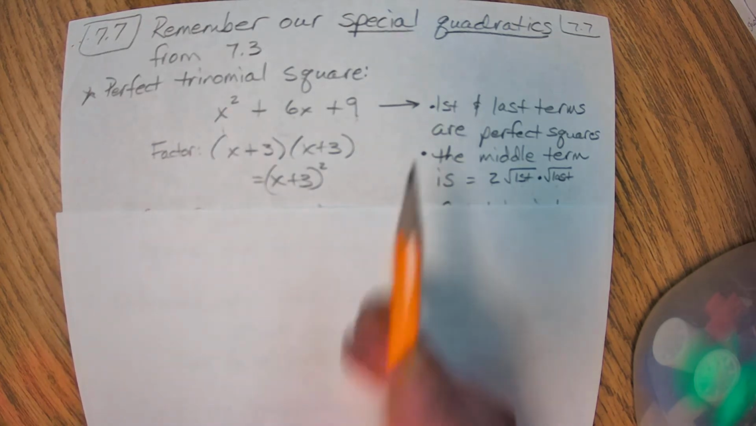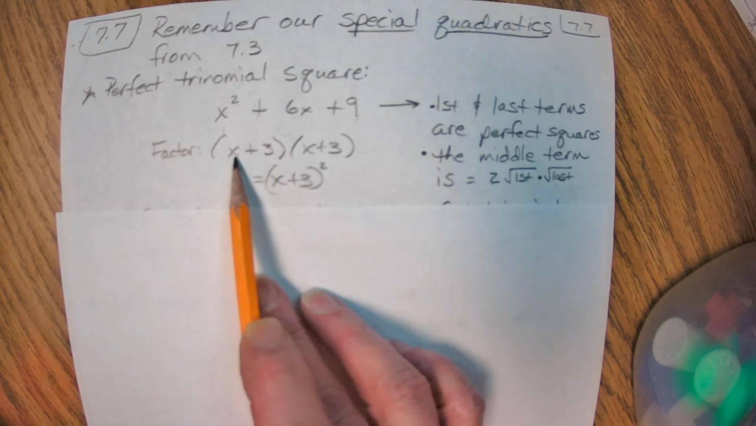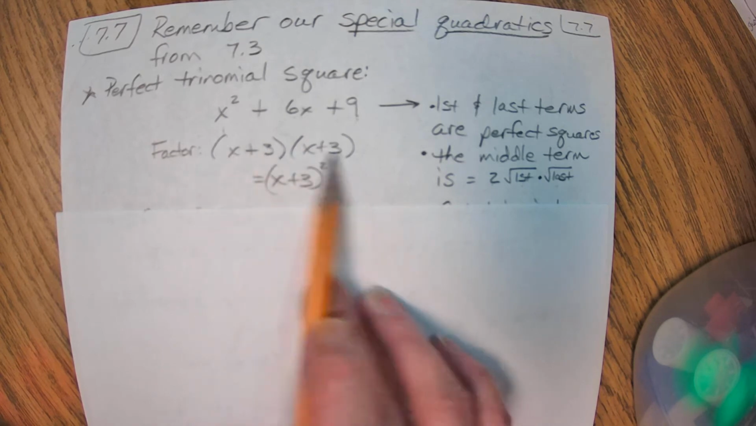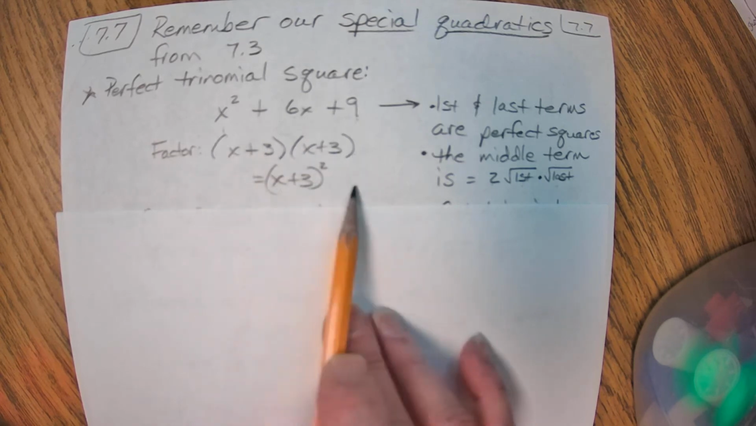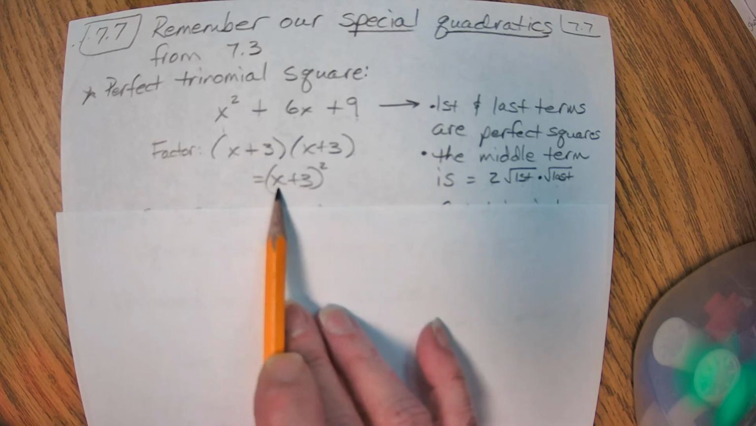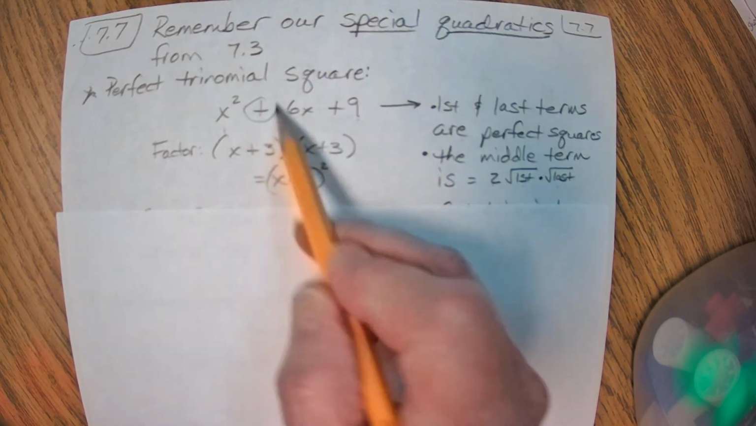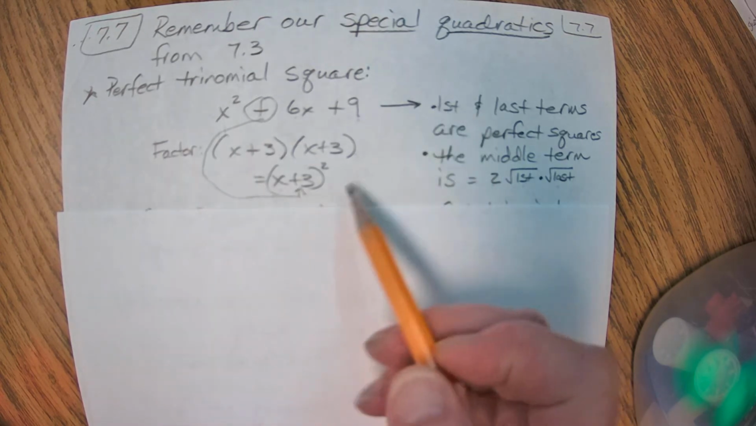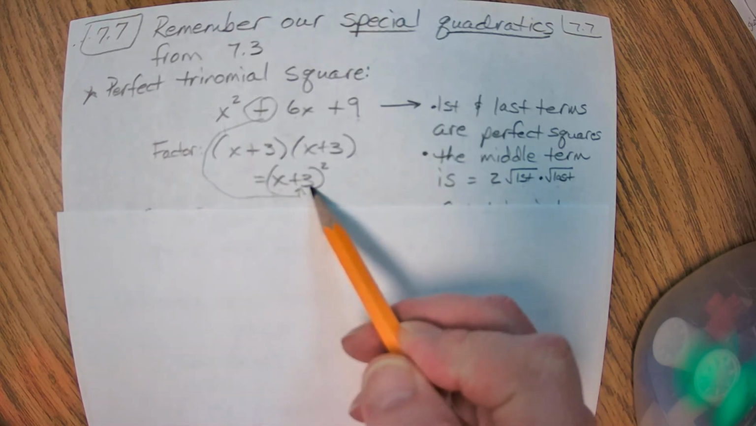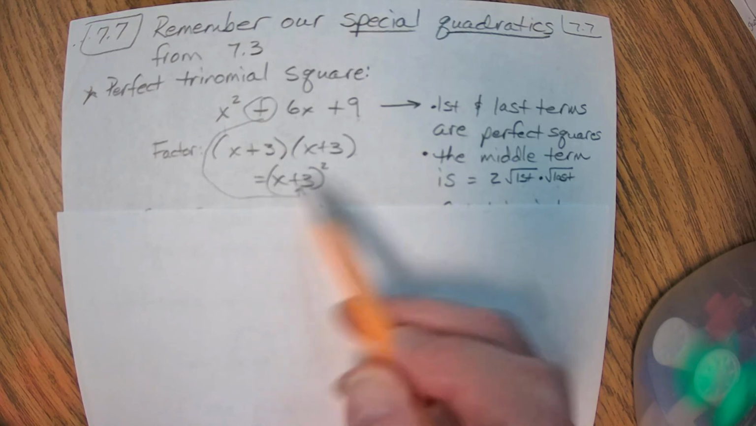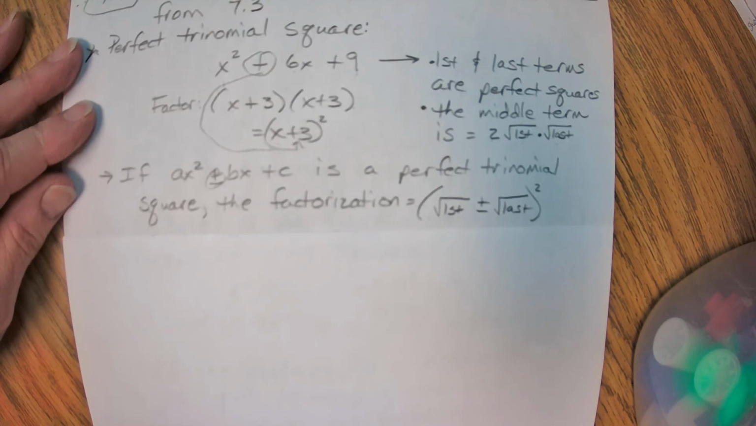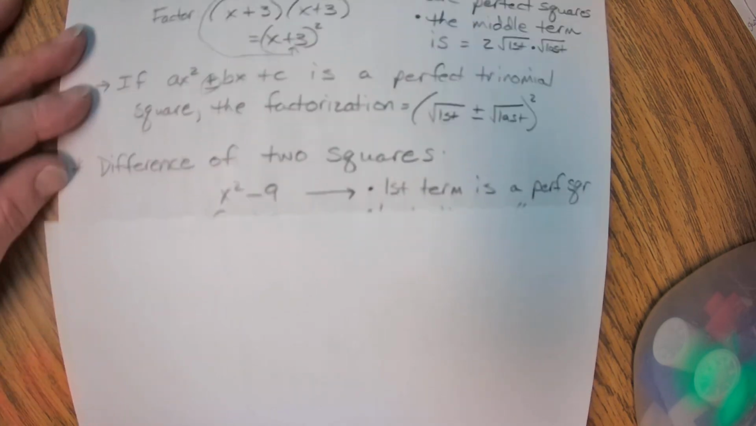And the way you factor that, it's the square root of the first term plus the square root of the last term, and then the binomial is repeated. So in other words, it's the square root of the first term. Whatever that sign is goes right there. And then the square root of the last term, and you square the whole thing. So that's just repeating what I just said.